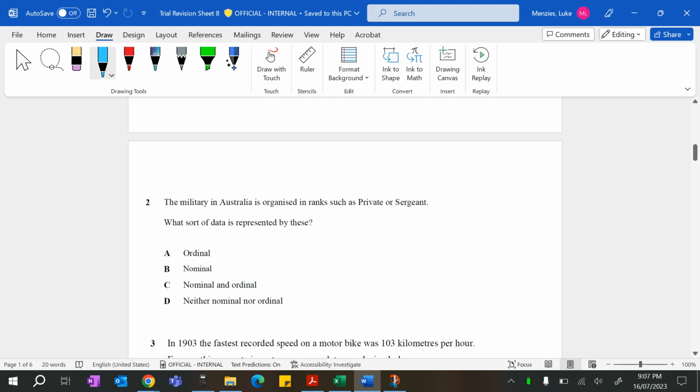Military in Australia is organised in ranks such as private or sergeant. What sort of data is represented by these? If you don't know, ordinal and nominal both come under categorical. Categorical data has two types, ordinal and nominal. Ordinal means there is a natural order.